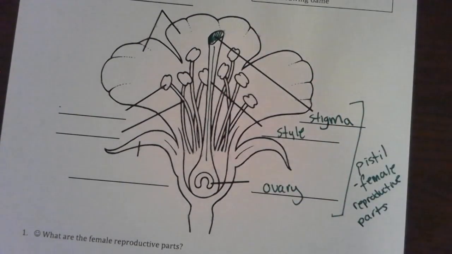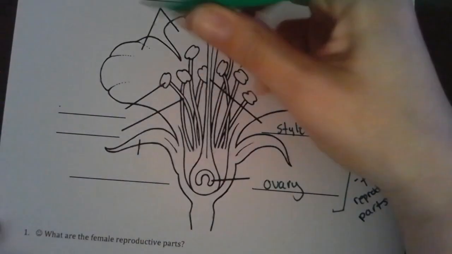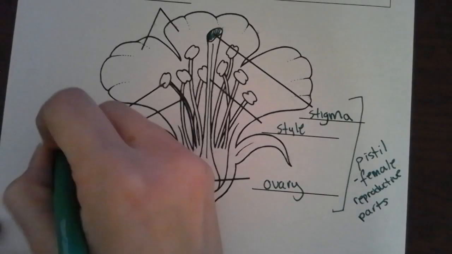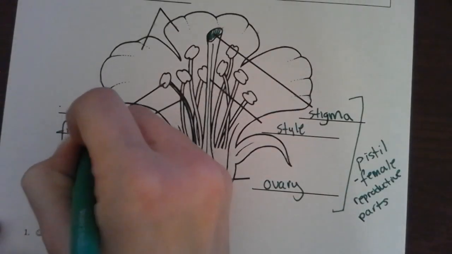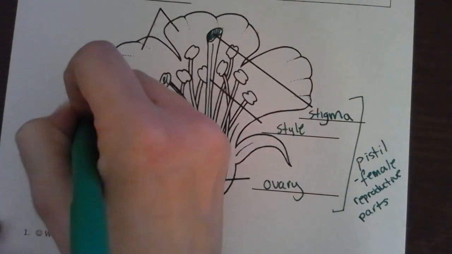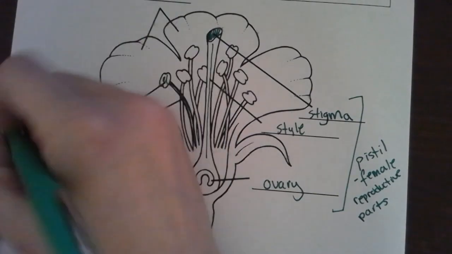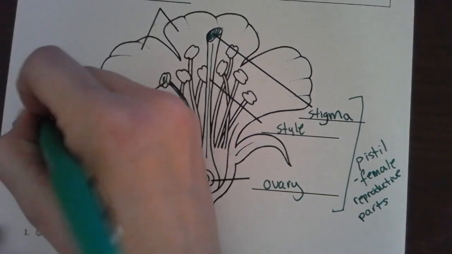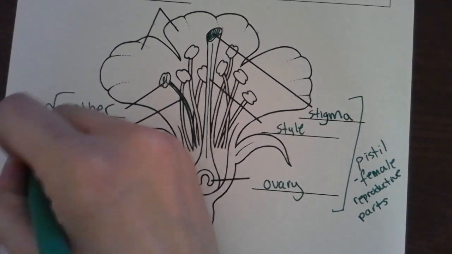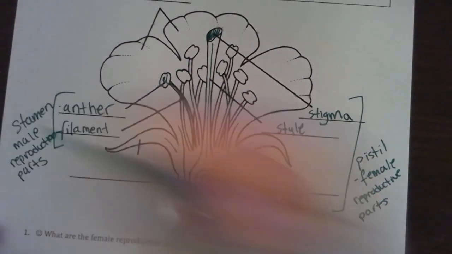Cool. Male parts. So, we have the filament, which is this part. That's the filament, and that is connected to the anther. Together, this makes up the stamen, and this is the male reproductive part.